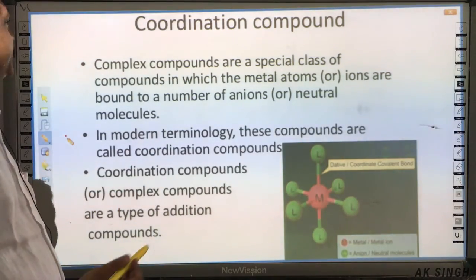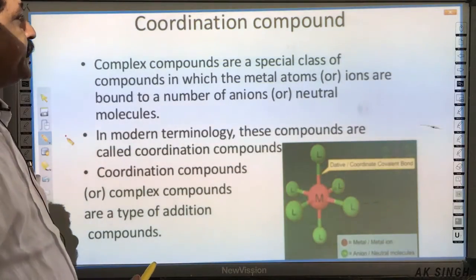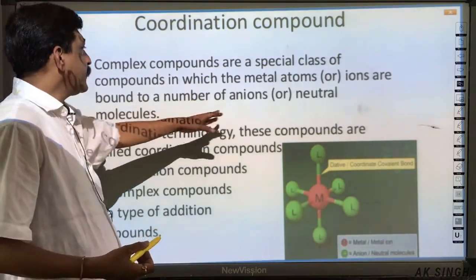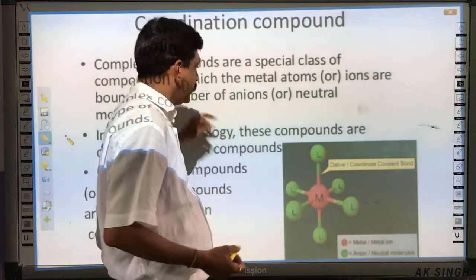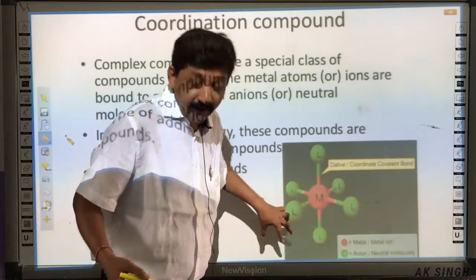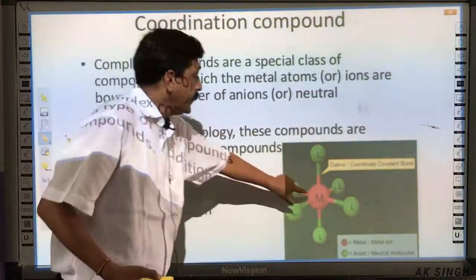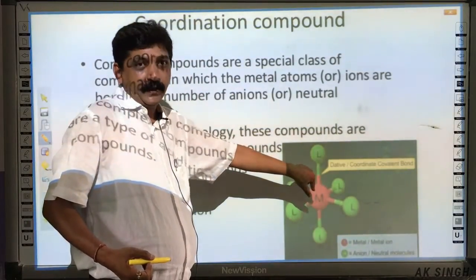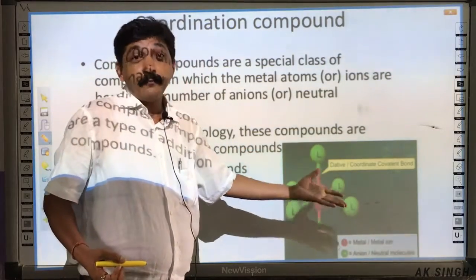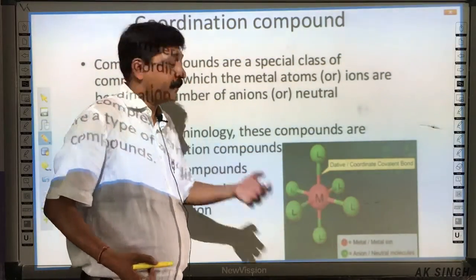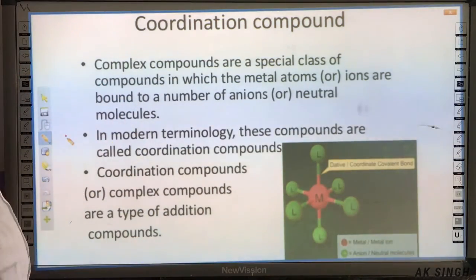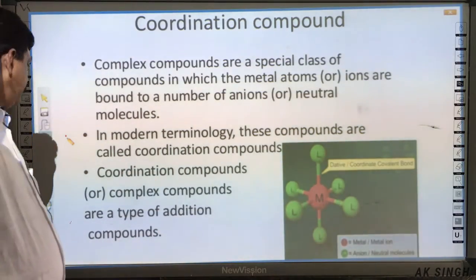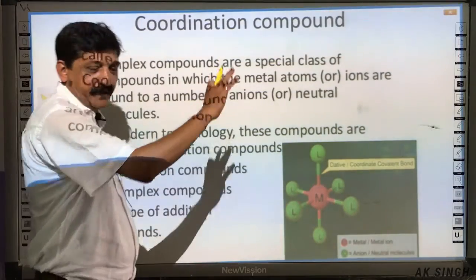Complex compounds are a special class of compounds in which the metal atoms or ions are bound to a number of anions or neutral molecules. Now these anions and neutral molecules are called the ligands, and they get attached to a central metal atom or ion. It may be Fe, it may be chromium, it may be zinc, anything. Now these compounds are also called coordination compounds. The coordination compounds are a type of addition compounds, as I have explained just now.